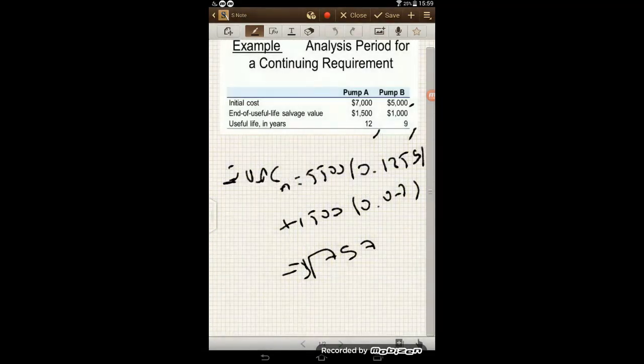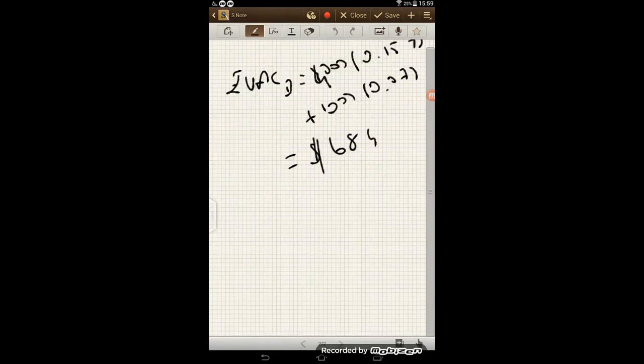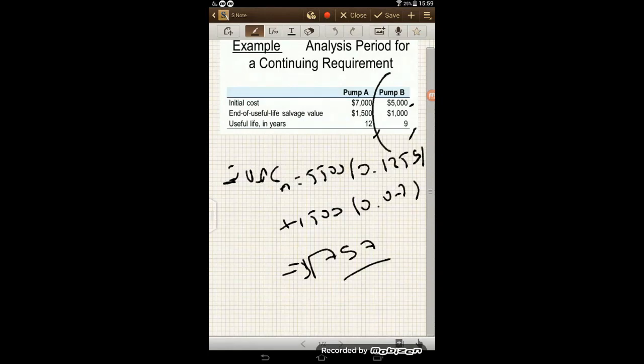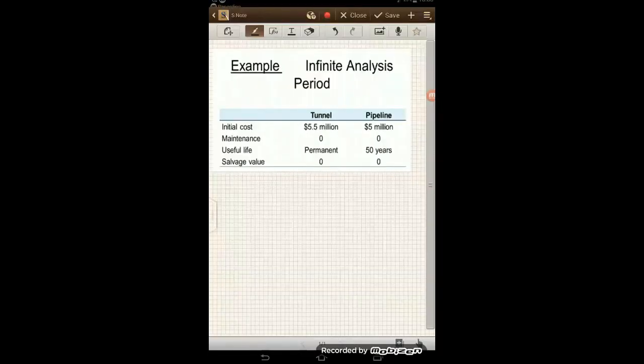So when we compare, this is 797 for pump A, and pump B is 684. The cost of B is now decreased for the 9 years of useful life. So we are going to choose pump B right now. From 6 it increased to 9 years, and now pump B is the better option in this case. What if we have the infinite analysis period?